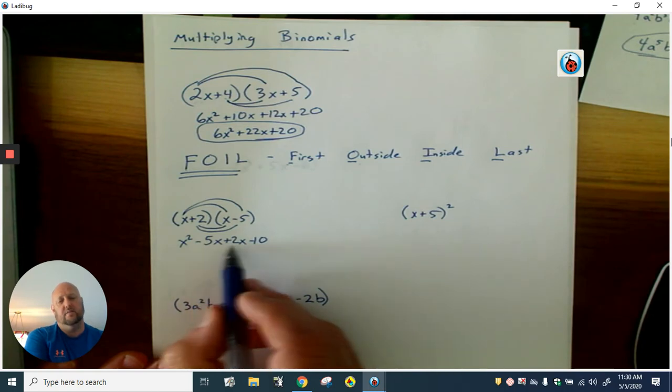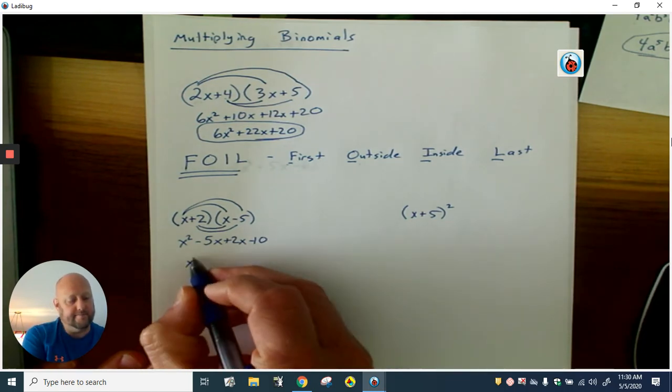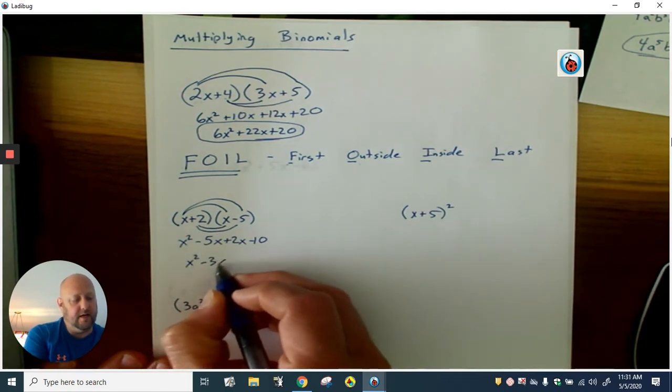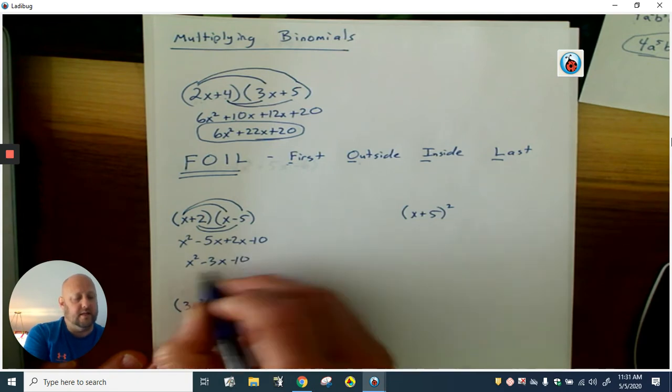And then again, we can just combine like terms in the middle there. And we get x squared, negative 3x, minus 10. Okay.